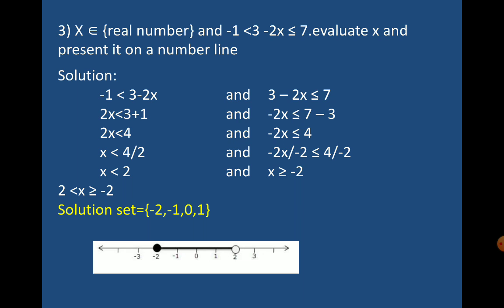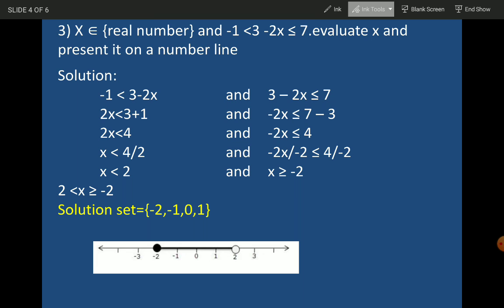Draw the number line. See, in this question two symbols are there: less than is one symbol and less than or equal to is another. So we are splitting into two. Minus 1 less than 3 minus 2x is one part. 3 minus 2x less than or equal to 7 is the other part. Okay, we can solve them individually. First we are going to solve the first part.